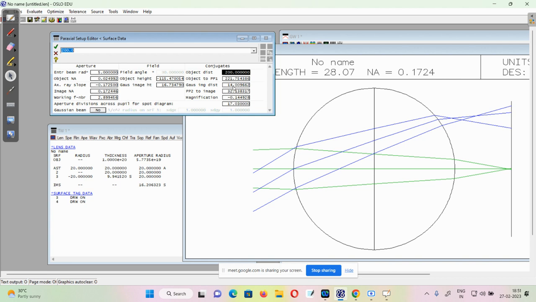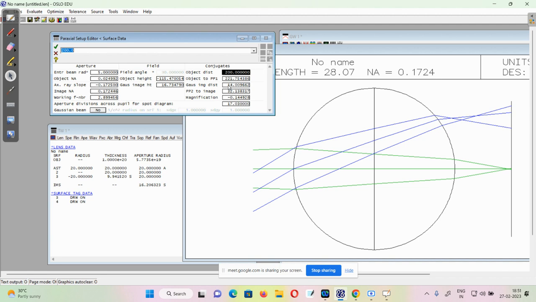There's some 14.009662. Can we use this distance as the focal distance? Yes or no? Anybody? Here it is written Gauss image distance. So, sir, if the rays are parallel, then yes. No, sir. Yeah, but whether the rays are parallel or not.